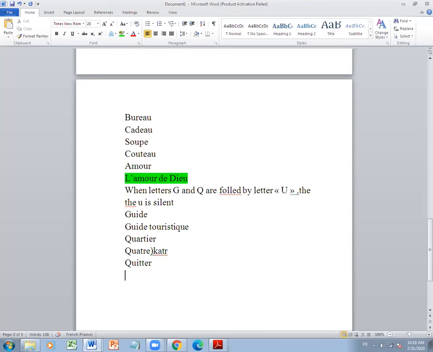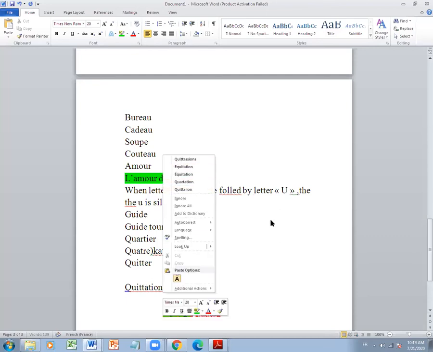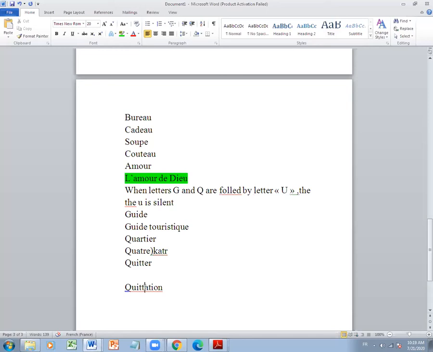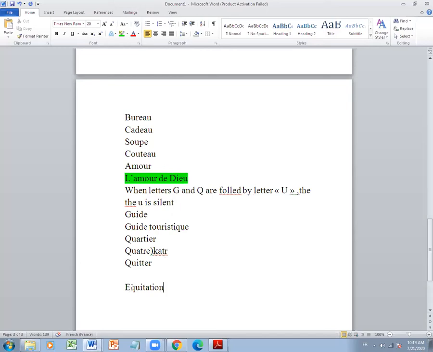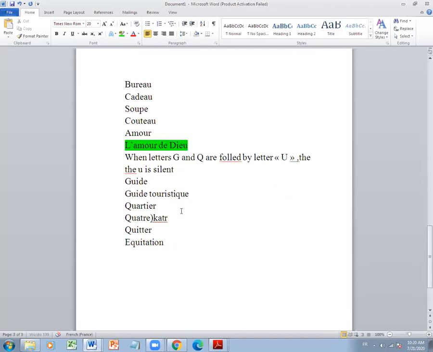So like when you talk about this activity, quitation. Let me just correct. I mean, équitation. Équitation, you don't say equita. Équitation. Very important. So that is that.